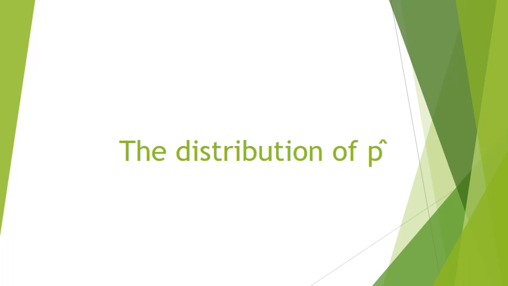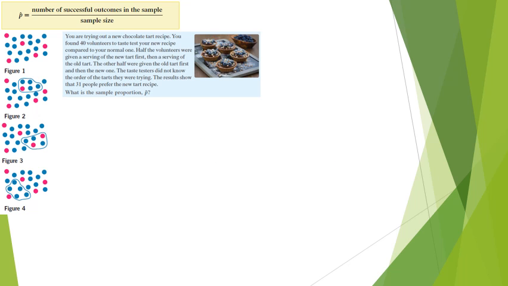We're going to look at p hat. Now what p hat is, how many people we want to take samples of. So if you have a look at the example here, you're trying out a new chocolate tart recipe. You found 40 volunteers to taste test your new recipe comparing to your normal one.